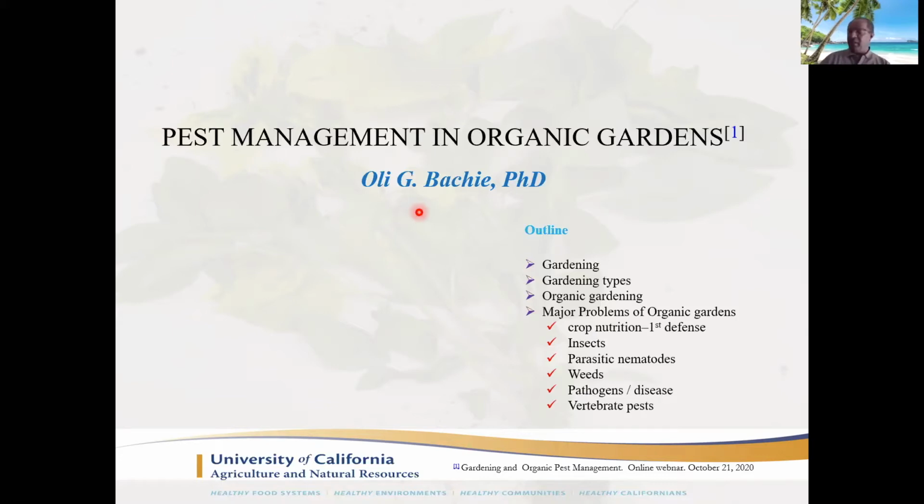So I will be talking about what gardening is, the gardening types, organic gardening, major problems of organic gardens, the nutrition, insects, nematodes, weeds, pathogens, and vertebrate pests. As you can see in this list, there are a lot of issues that we will be covering. So I can't go into the details. I would just simply be covering a highlight of that information.